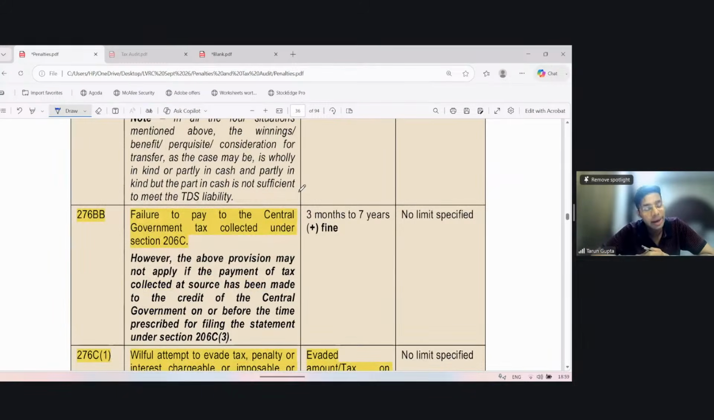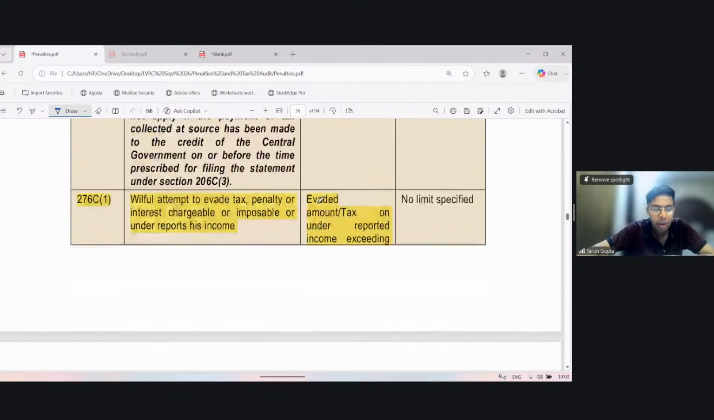276BB, similar to TDS: if the assessee fails to pay the TCS collected by it, then there's rigorous imprisonment from 3 months to 7 years plus fine. However, the above provision shall not apply if the payment of tax collected has been made to the credit of the central government on or before the time prescribed for filing the TCS return. Okay, similar to TDS.